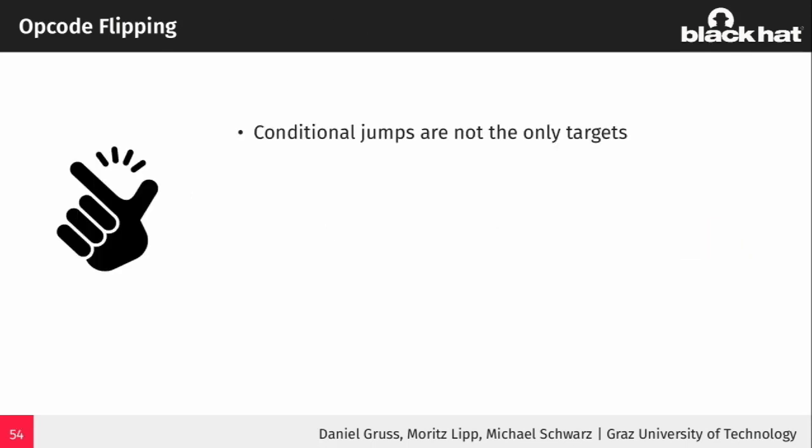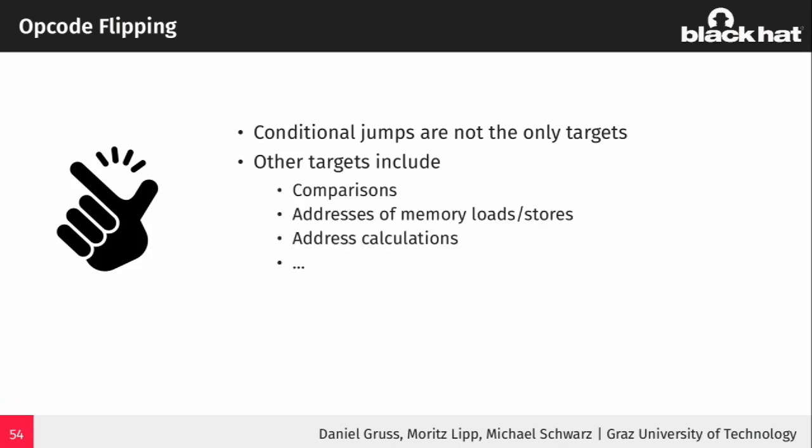But that's not all that we can target. Besides conditional jumps, we can also flip comparisons in general, or operands in the comparisons.